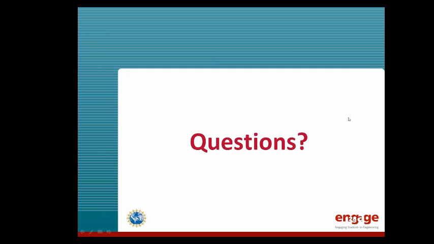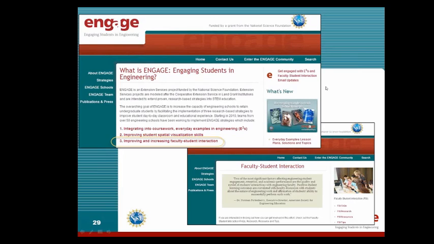I'm just going to take 1 minute to show you how to find more resources from the Engage project. We do have a public website, 100% open access to anyone. The URL is engageengineering.org, and you can find information about all 3 strategies on the website. I've just circled the information about the strategy we're talking about today, faculty-student interaction, and it will take you to a web page that has research, resources, and tips, as well as FAQs.